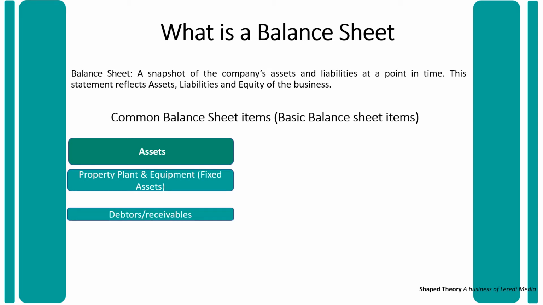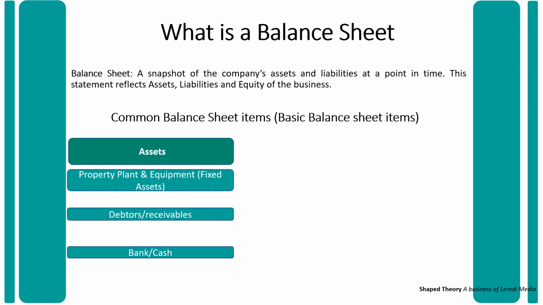The second example that we have is debtors or receivables. These are third parties that are owing you as the business. These are normally categorized as current assets because we expect this particular asset to be converted into cash or any other form of economic benefit within the next 12 months.